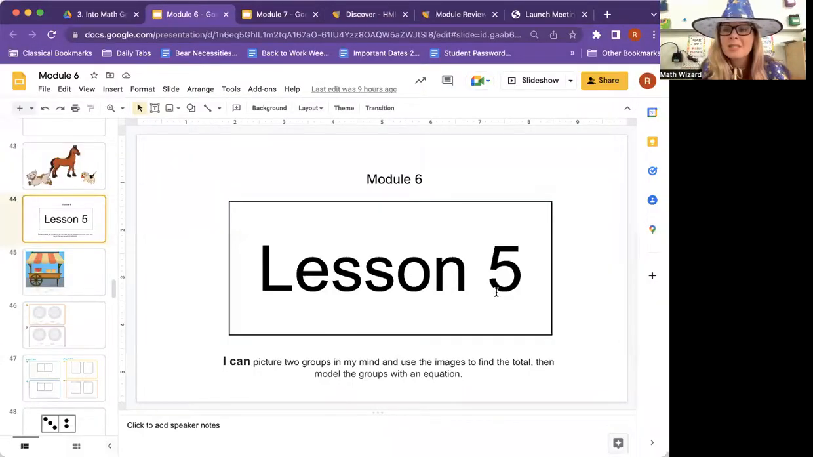Today we're in Module 6, Lesson 5. Here's our I can statement. I can picture two groups in my mind and use the images to find the total. Then model the groups with an equation. So that means we're going to see the groups. We're going to picture them in our mind. Okay. And then find the total.